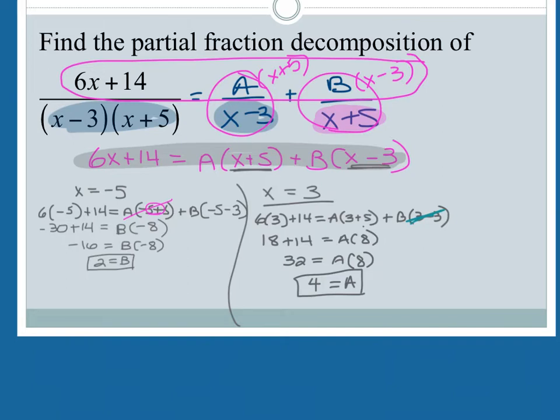With me so far? So my answer is going to be what we started with, the A and the B, but now we're plugging the A and B values back in. So I want to take what we had up here and replace the A with 4 now, over x minus 3, plus B, which is 2, over x plus 5.